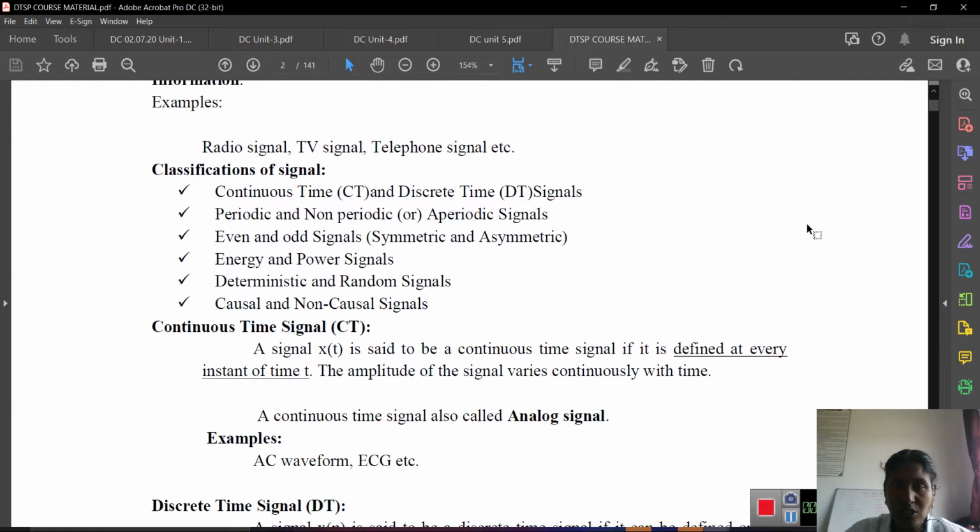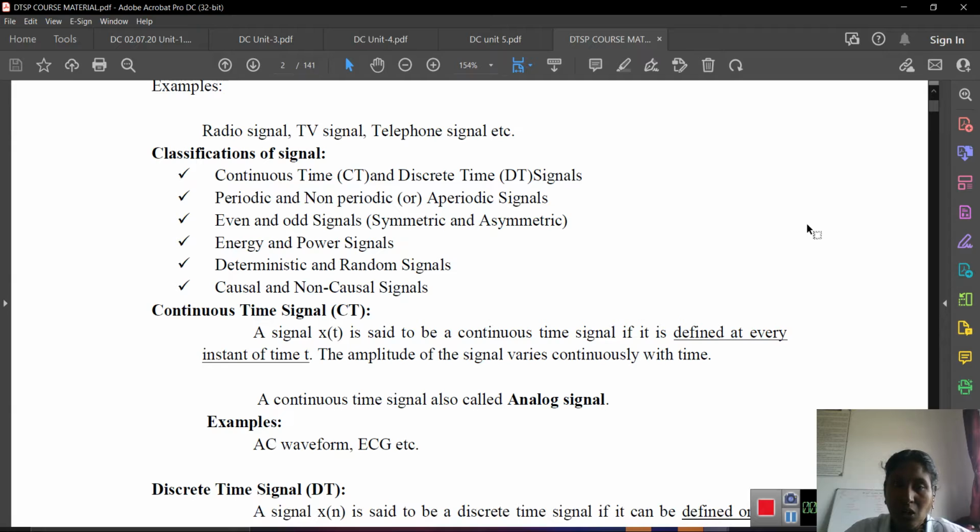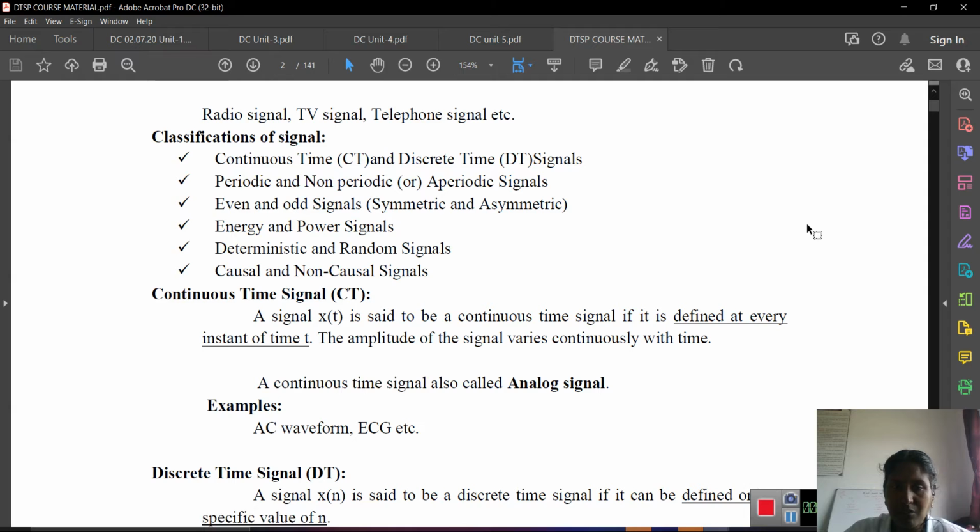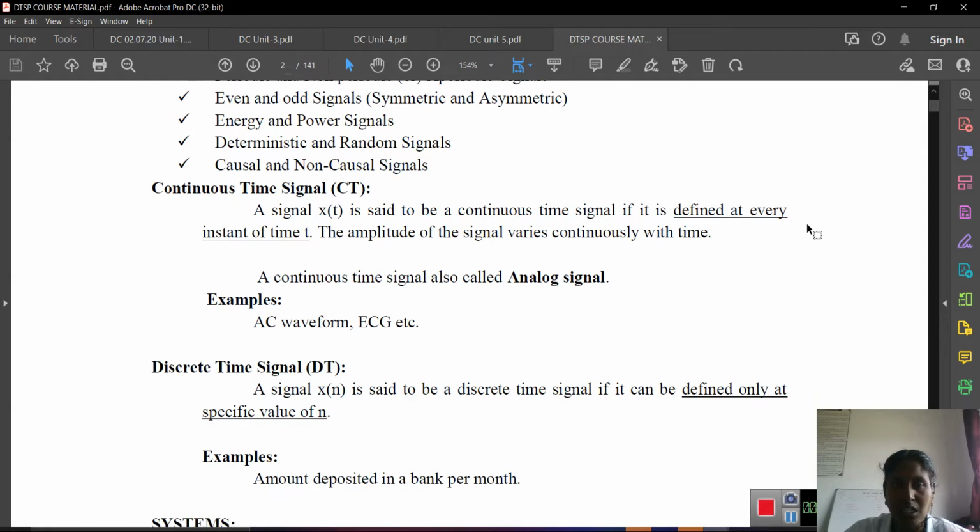Then the classification of signals: continuous time and discrete time signals, periodic and non-periodic (otherwise aperiodic) signals, even and odd signals (also called symmetric and asymmetric), energy and power signals, deterministic and random signals, causal and non-causal signals. First we see about continuous time signals.